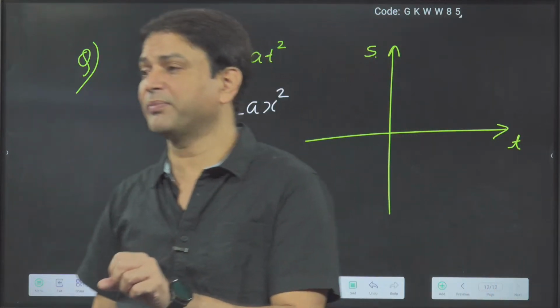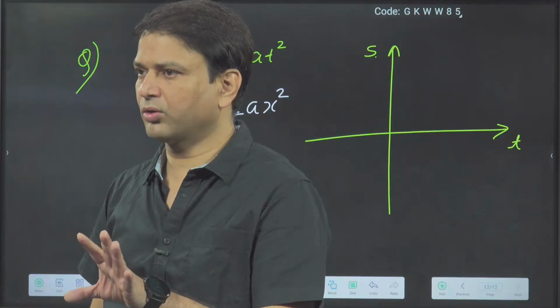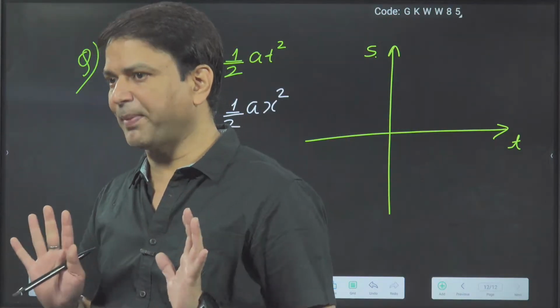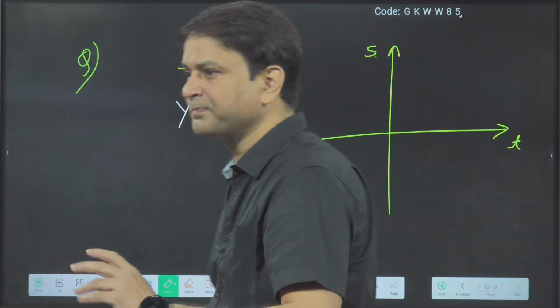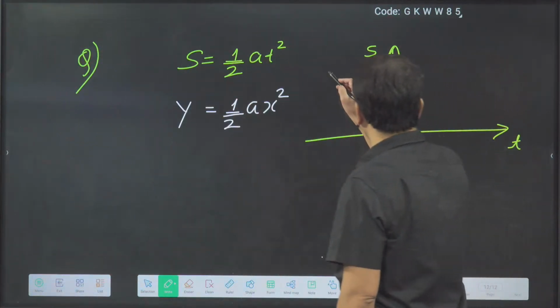So X square means symmetric about Y. Okay, so it means I have to take the Y axis as a mirror. So first we will decide the pattern. After that, one more thing I will say. So here X square is equal to CY. So what will be the graph? Graph is this.